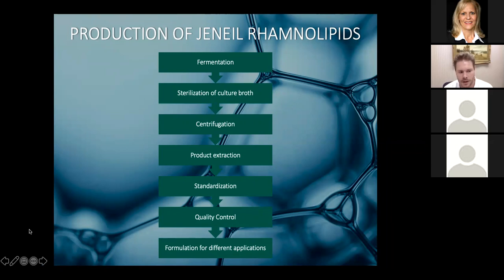Our rhamnolipid production process begins with a natural fermentation of all renewable resources. Upon completion of the fermentation, the process is terminated and the fermentation broth is sterilized and centrifuged. The rhamnolipids are extracted from the aqueous solution using a series of extraction steps, resulting in concentrated solutions with high purities. The product is then standardized and analyzed for quality. We are able to provide an array of different product formulations depending on the customer's intended application and requirements.